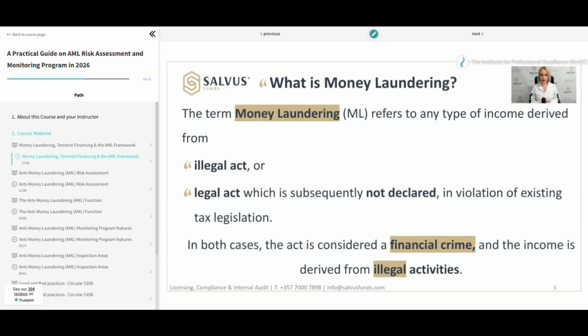In both cases, the act is considered a financial crime and the income is derived from illegal activities. This is an important point to understand from the beginning.